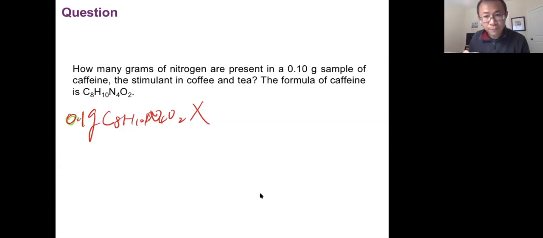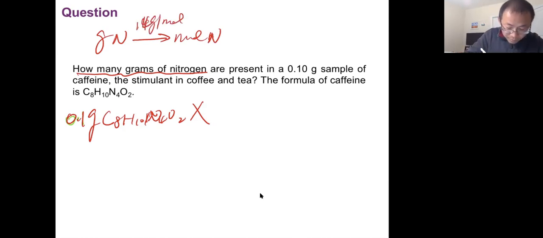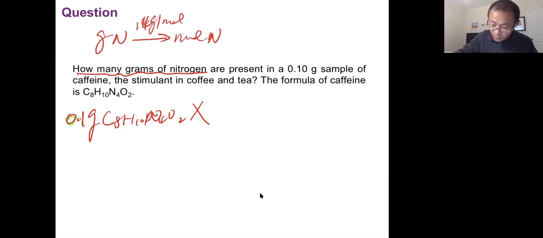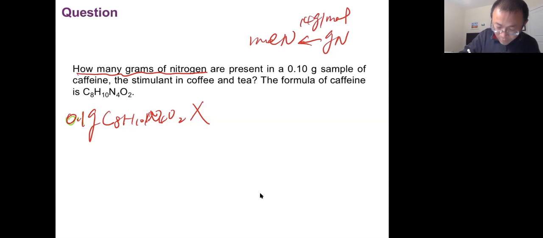So that means if I want to know how many grams of nitrogen, I need to know what? Let me write it down backwards. If I want to know grams of nitrogen, I need to know what? Moles of nitrogen. Because nitrogen is 14 grams per mole. Make sense, guys? I'm doing this backwards, even though the arrow goes the other way. If I want to know grams of nitrogen, I need to know the moles of nitrogen. 14 grams per mole. That's done.